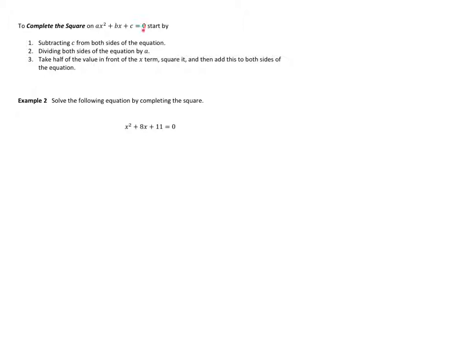So I'm just going to go through what that process looks like that I have listed up here on this particular equation. To complete the square, I'm going to start by isolating the x squared and the x portion and moving this to the right by subtracting it. So I'm going to subtract 11. So this is my first step. I get x squared plus 8x is equal to negative 11.